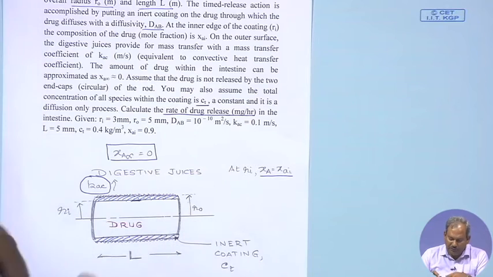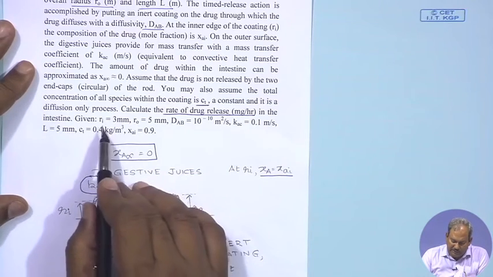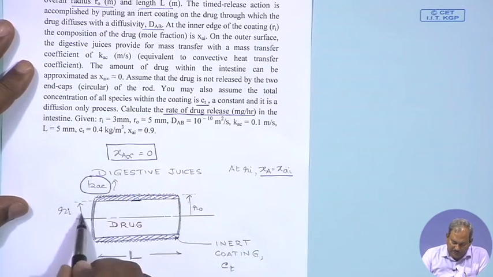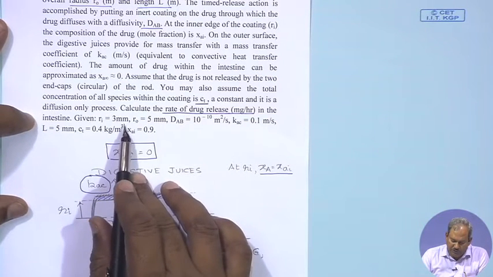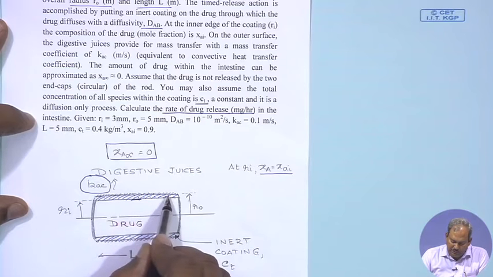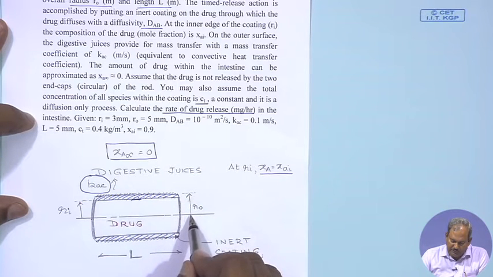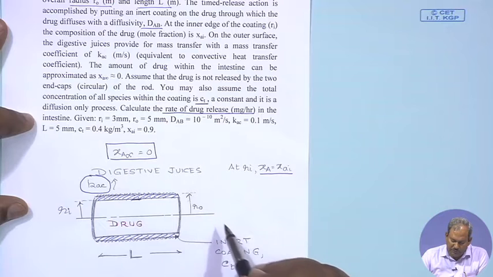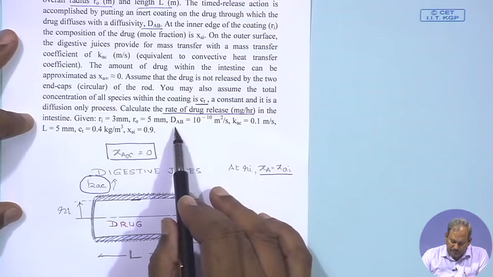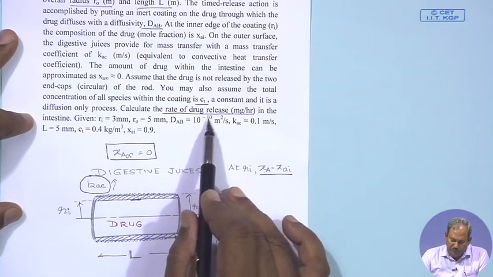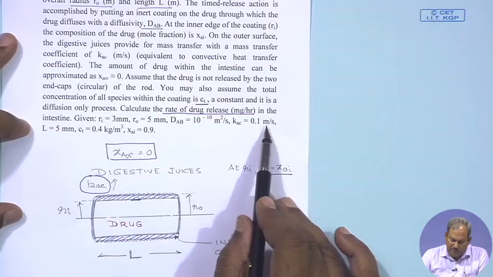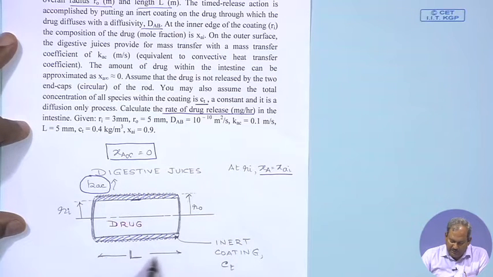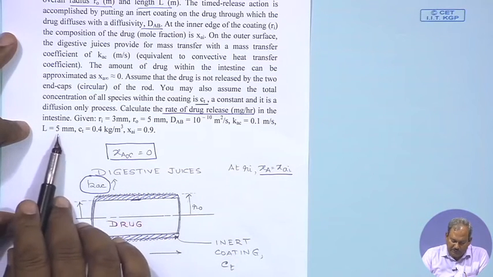The geometric and other information provided is the inner radius of the drug, that is without the coating, r_I, which is 3 millimeter, and when you put the inert coating on it, the radius is going to be equal to r_0, which is 5 millimeter. The diffusion coefficient is 10 to the power minus 10 meter square per second. The convective mass transfer coefficient is provided as 0.1 meter per second. The entire length of the drug is 5 millimeter.